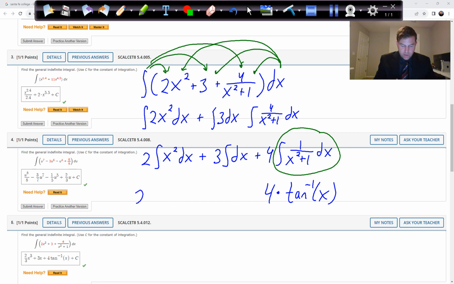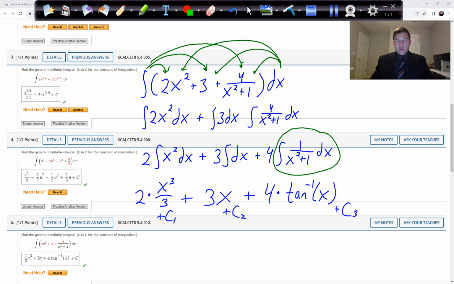And then this one becomes 2, antiderivative of x squared is x cubed over 3. And then the antiderivative of dx is x. So this is 3x, and then it's plus the 4 arctangent. Now technically, when I break it up like this, each one of these gets, and why don't I show it? This one gets a plus c1, this one gets a plus c2, and this one gets a plus c3. They each get their own constant of integration, because there are 3 different integrals now.